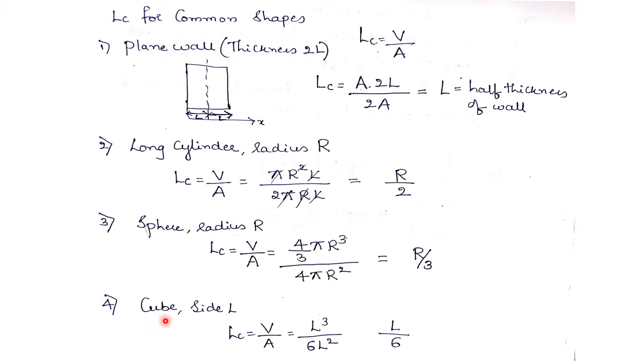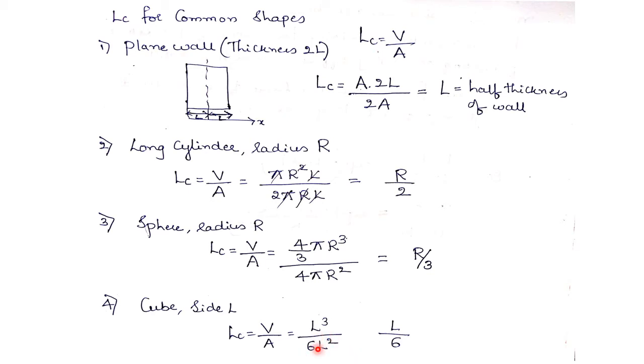Similarly, for a cube with each side L, the characteristic length LC is given by V divided by A. The volume of the cube, with each side L, is length into breadth into height, so L into L into L, which is L cube. And L into L is the area of one side of the cube, and a cube has 6 sides, so this is multiplied by 6 into L square.